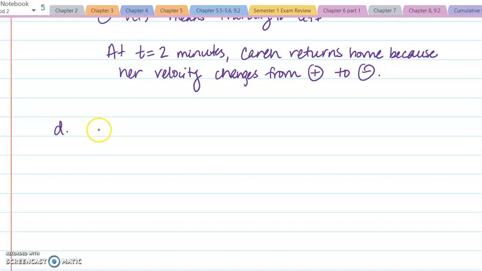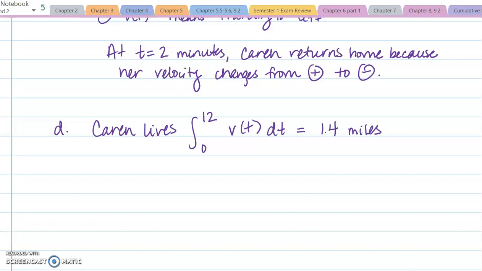So Karen lives this far away from school. And this is taking into account all the velocities that she's had. So we had some positive velocities, but then we also had some negative ones where she came back. And so that negated how much she had already walked. So all of that's taken into account when you don't have the absolute value of ours. So take a second, go back to your areas, and come up with Karen's distance from school. I'm getting 1.4 miles from school.